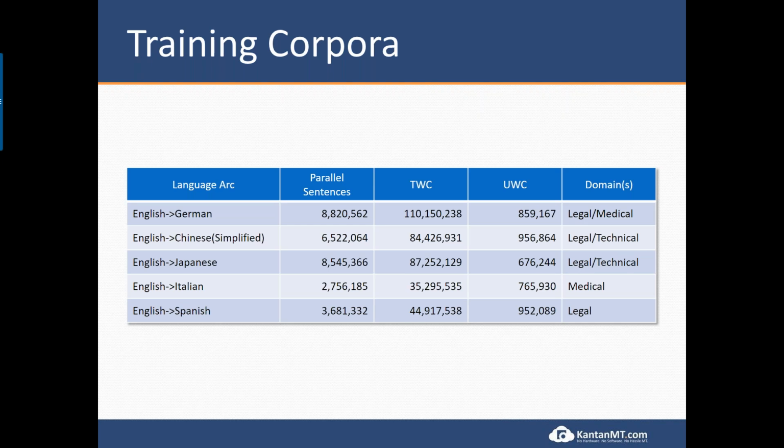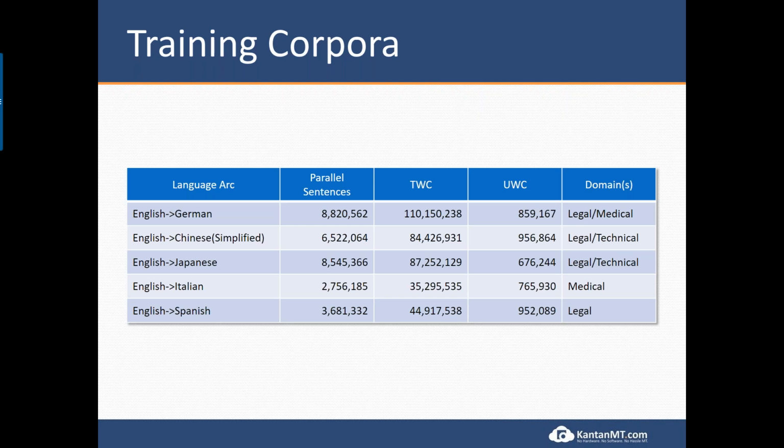We then chose English to Chinese, another very challenging language. English to Japanese, very, very challenging language. And then we did Italian and Spanish as well. Those last two languages are probably languages that you would expect SMT engines to perform very well. So it'd be interesting to see how NMT, neural MT engines performed.